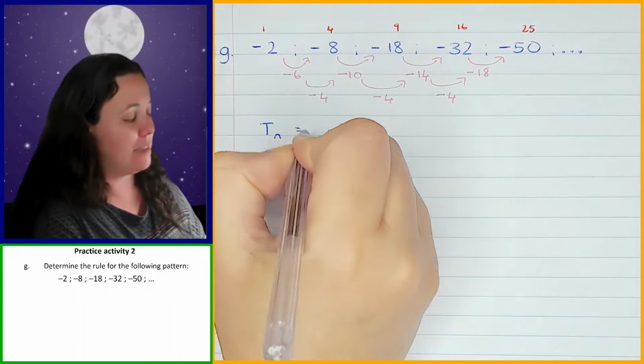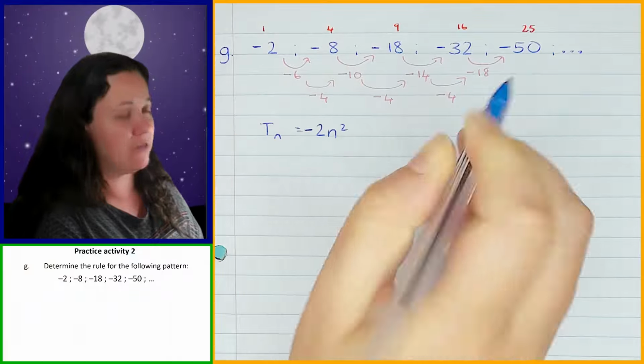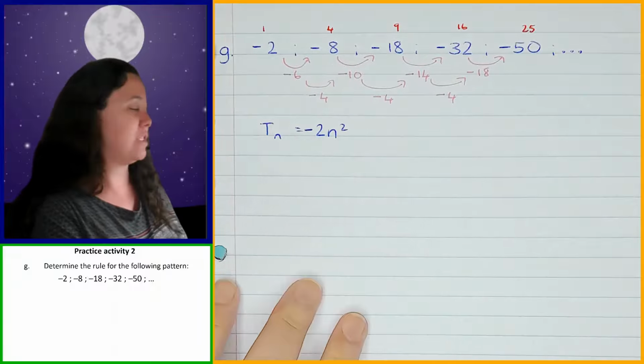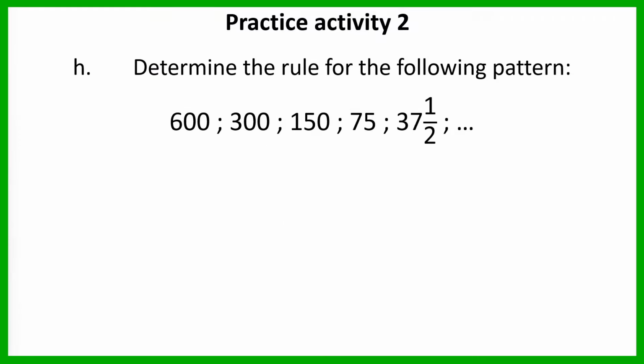So over here, that means that n squared needs to be multiplied by -2. So it's going to be -2n squared. So that's what you should have got for your rule for this pattern. Okay. Then question H, our pattern is 600, 300, 150, 75, and 37.5. I'm going to give you 1 minute for this one as well.